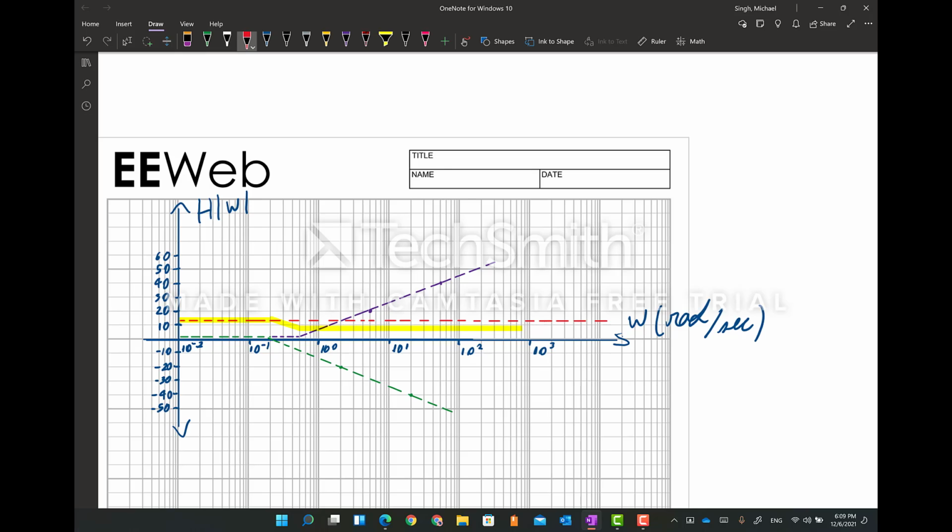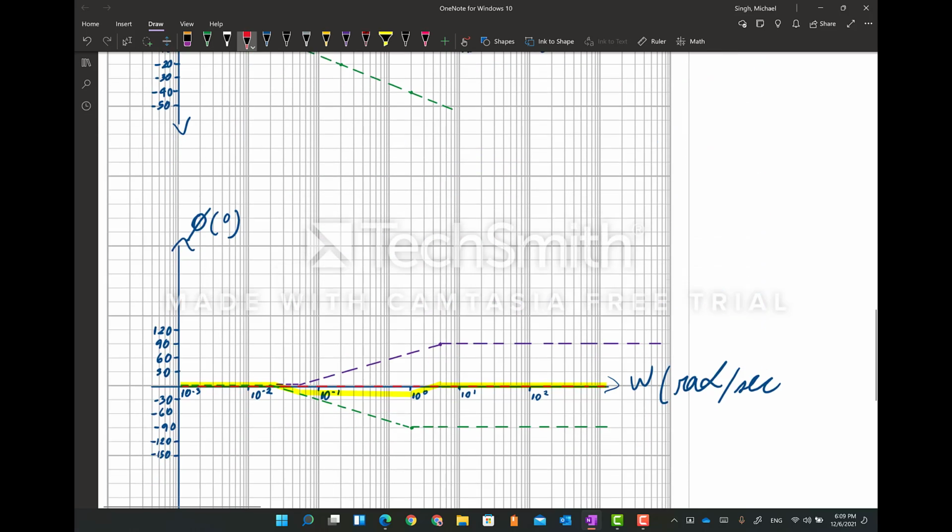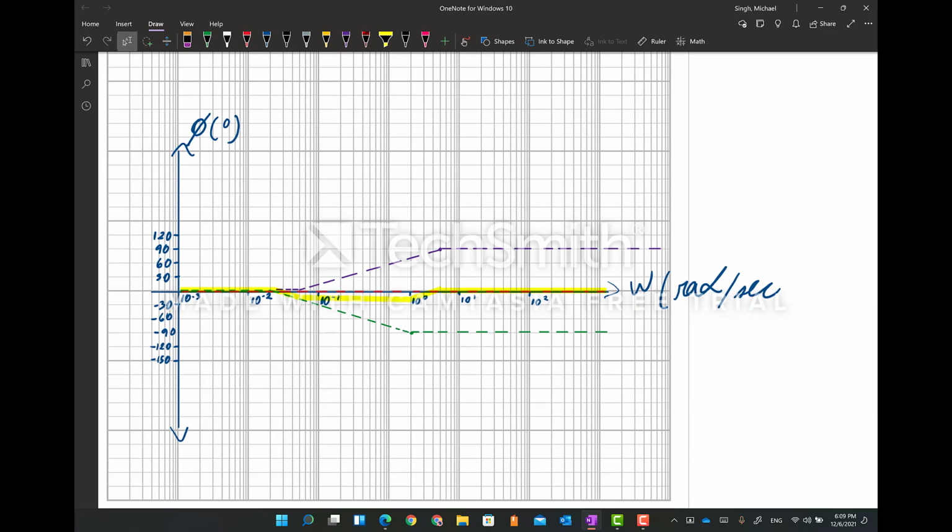So our final plot, which is highlighted in yellow, starts at 12.04, stays flat, then it gets to 0.2 radians per second. It heads down at negative 20 decibels per decade. It gets to 0.5, and those two slopes cancel out. And so we're left with a flat line that never goes under the x-axis. That's very important.